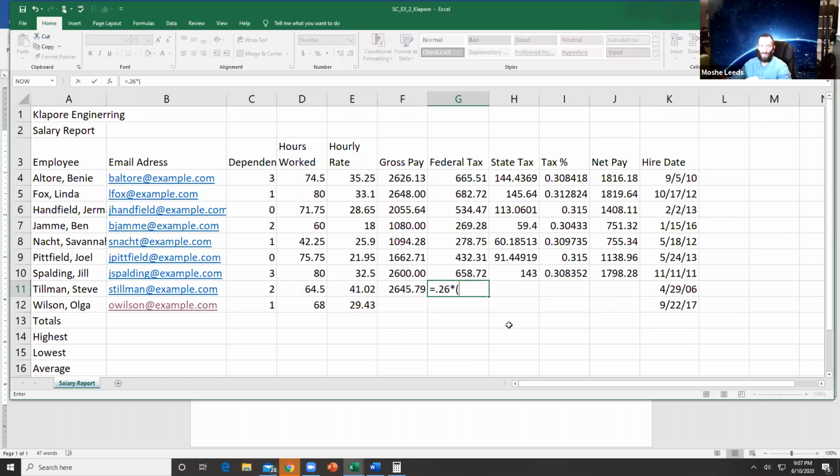I do my gross pay, so it's F11, minus 2 dependents, the number 2, minus my dependents, times 22.61 or 16. I think it's 16. I'll double check. As soon as I get this, we'll see right away. So 16, yeah, I got it right. Okay, good.